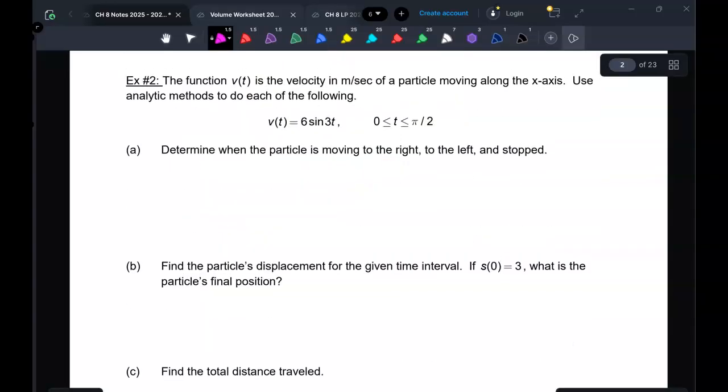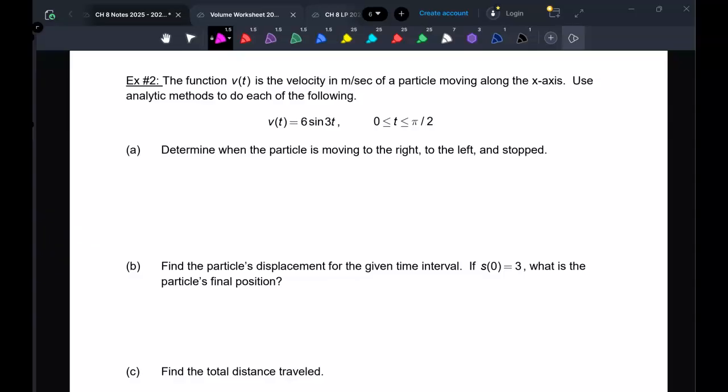Next. Okay, this is exactly the same type of problem, just I wanted to give you a trig function. This time, our velocity is 6 sine 3t, and it's traveling from 0 to pi over 2. When is the particle moving right, left, and stopped?